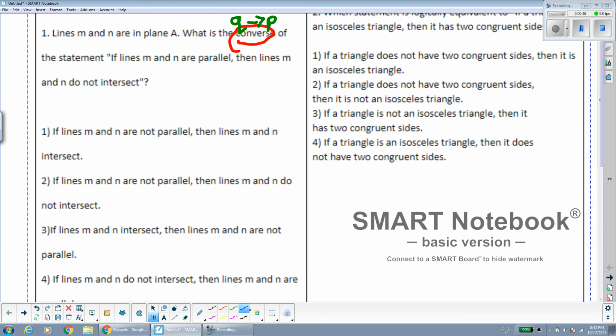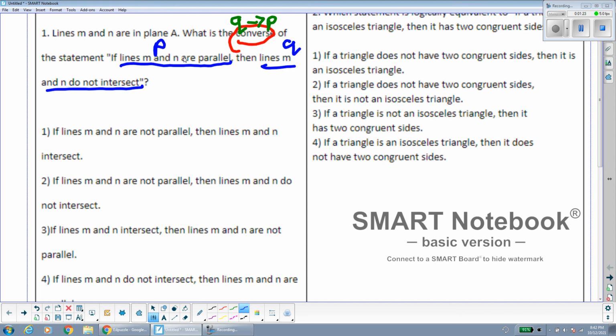So if we identify what the original P is, what the original hypothesis is, and what the original Q is, it makes things a bit more easy because now all we have to do is look for the answer choice that switches the order of P and Q. So instead of saying if lines M and N are parallel, instead of saying if P, it should say if Q. If lines M and N do not intersect, then lines M and N are parallel.